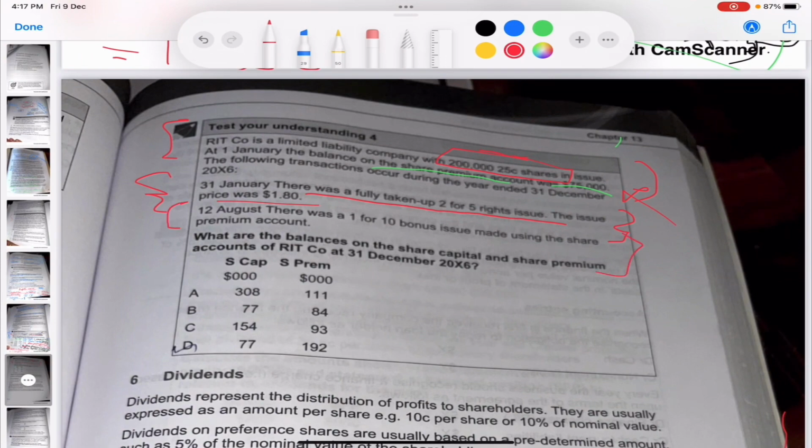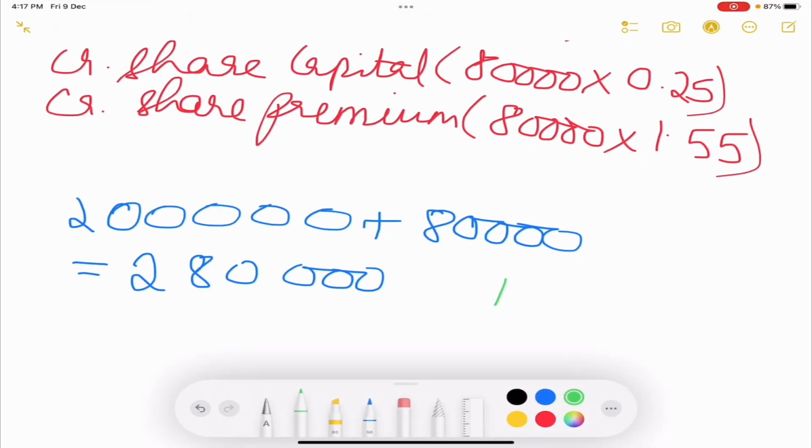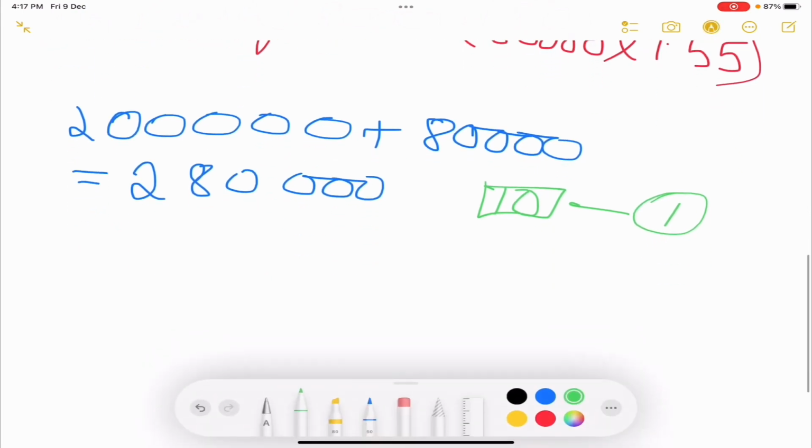Now, then we give 1 to 10 bonus shares. So for every 10 shares, you are giving 1 free. With the formula, let's find the new number of shares issued. In the formula, what total will you use? Will you use 200,000 or will you use 280,000? You will always obviously use the new.